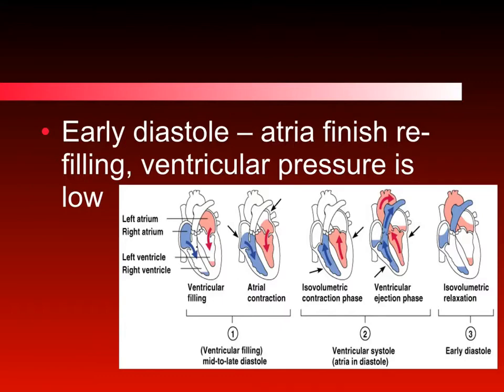Second phase is ventricular systole, which means the ventricles will eventually fill with enough blood and cause pressure to build up, which will close off the atrioventricular valve, and then the ventricles will contract and force the semilunar valves open, and then the blood will fill into the blood vessel. Number 3 is the early diastole. This is the time when the pressure inside the ventricles is the lowest and the atria are in the phase of filling up with blood.